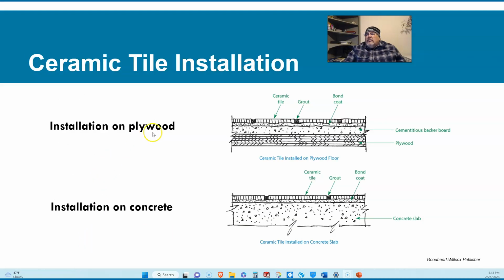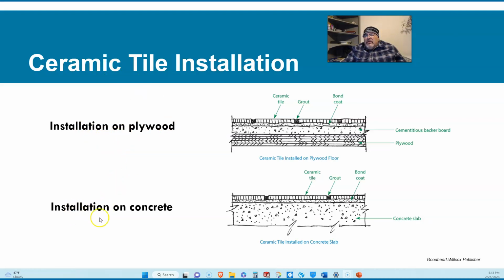So these are some illustrations showing you an installation on plywood. Here you're seeing a section showing you the layer of plywood, then a continuous backer board, some sort of cement sheet, and then a bond coat, a little layer of thin set, and then here is your ceramic tile glued to that, and then your spaces filled with grout. So this is showing you ceramic tile installed on plywood.